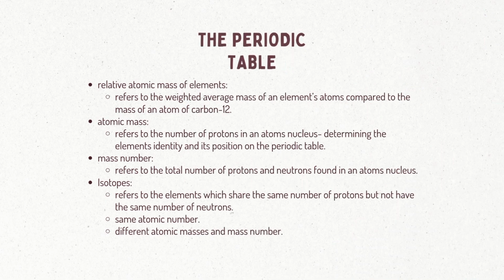The periodic table. Relative atomic mass of elements refers to the weighted average mass of an element's atoms compared to the mass of an atom of carbon-12, as we saw before. Atomic number refers to the number of protons in an atom's nucleus, determining the element's identity and its position on the periodic table. Mass number refers to the total number of protons and neutrons found in an atom's nucleus. Isotopes are atoms of the same element which share the same number of protons but not the same number of neutrons. Same atomic number, different atomic masses and mass numbers.